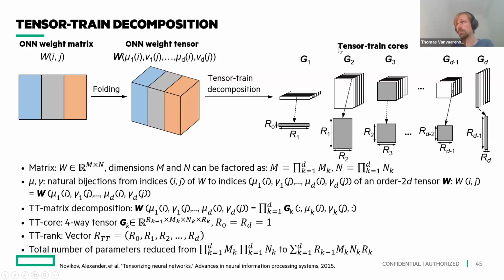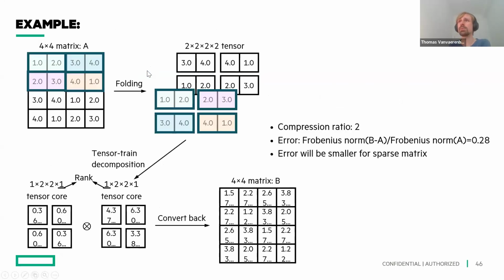which are going to represent this matrix with a product of a couple of different tensors that are, in this case, 4-dimensional by nature of the algorithm. The idea is that these tensors also contain a couple of elements, and if you sum all the elements in all these tensors, the total should be less than the total elements that you had in your original matrix. So that's the idea.